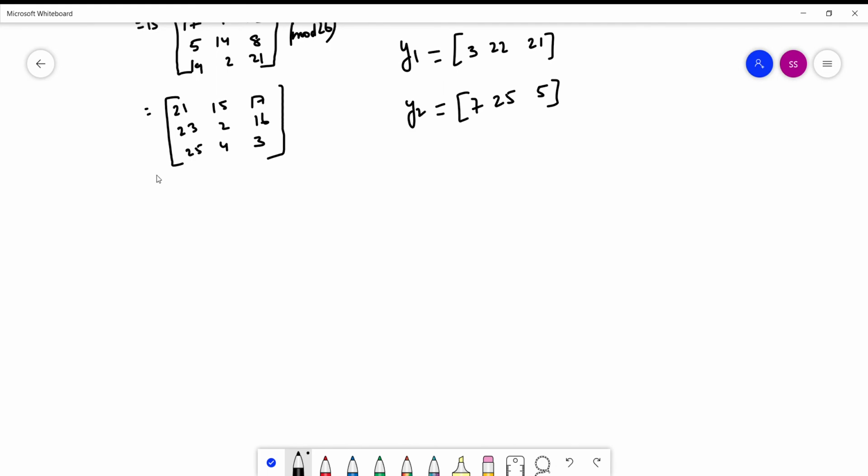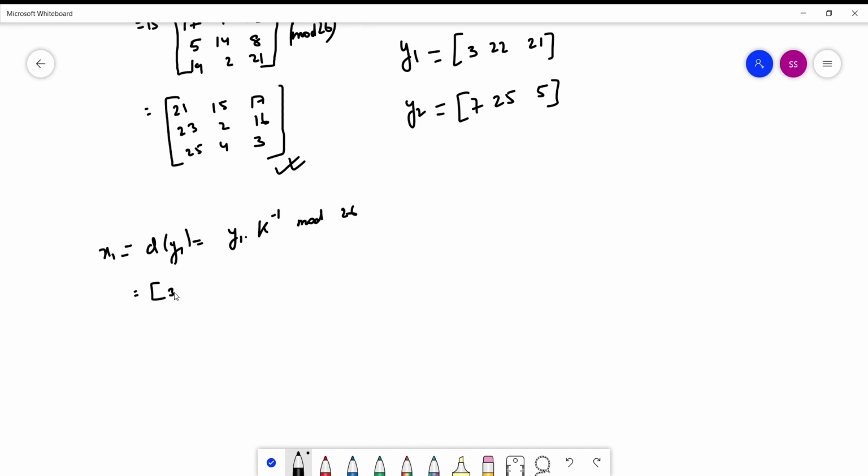So as you remember, this is my k inverse and these are my y. For finding x1, I have to do decryption of y1, and decryption of y1 is y1 into k inverse mod 26. So let's use this.